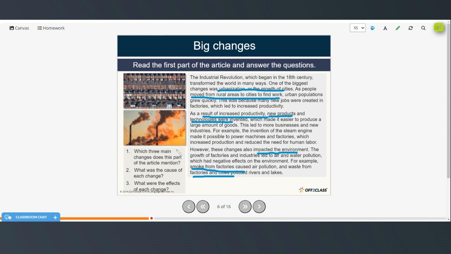And the effects of each change, well, urbanization, the urban populations grew quickly. The increased productivity led to more businesses and new industries. And the impacts to the environment were negative in the form of pollution and waste.